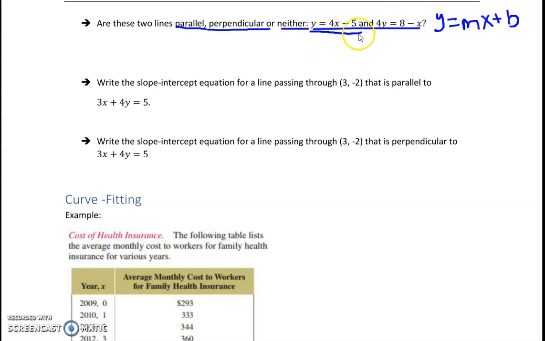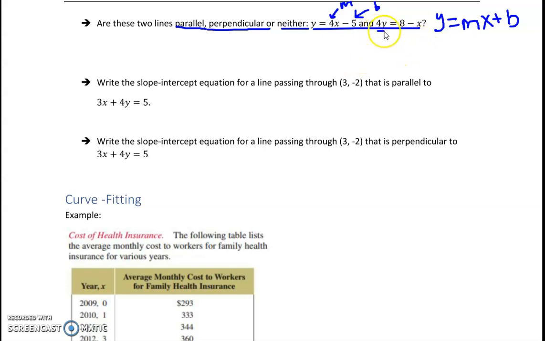So let's look at our first equation: y = 4x - 5. I was real nice to you on this one. Look at that, it's already in slope-intercept form. Just by looking at it without doing any calculations, we know that our first slope m is 4, and our first y-intercept is -5. No work needed. We can just visually look at that and know the slope and the y-intercept.